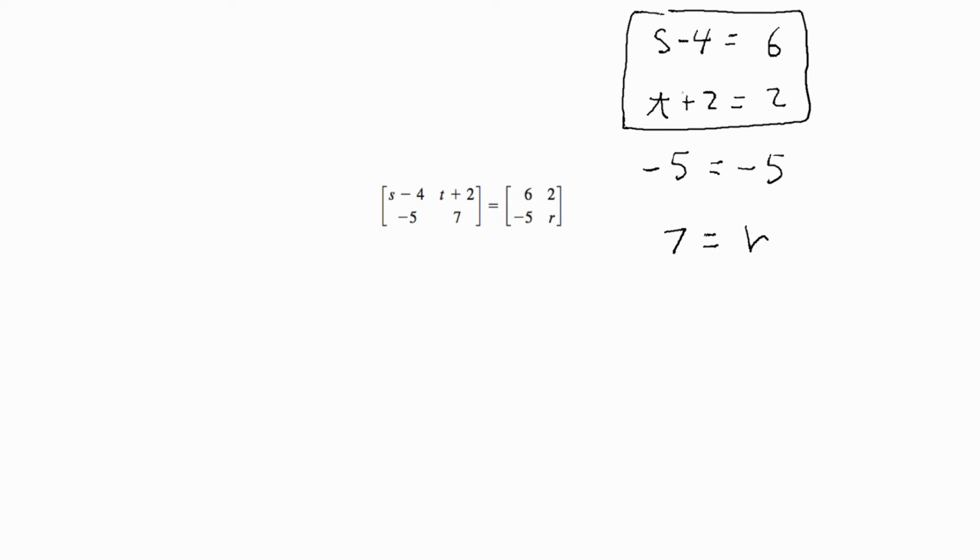Well, this second equation tells us that T has to be equal to 0, right? That's the only way that T plus 2 can be equal to 2. And the first equation, this one, tells us that S must be equal to, well, what is it here? I guess it must be equal to 10, right? 10 minus 4 is 6. So that's just a goofy little exercise to make sure that you understand what it means for two matrices to be equal, and that is that all of their entries are equal.